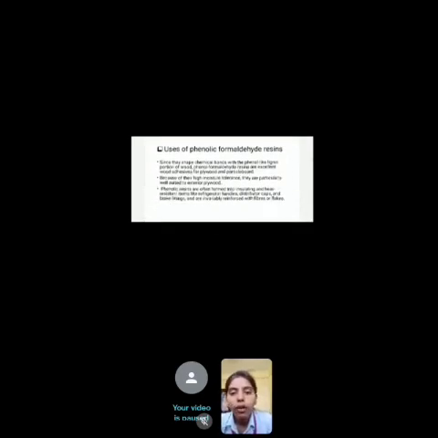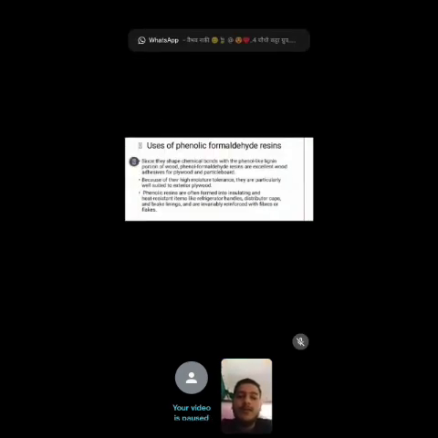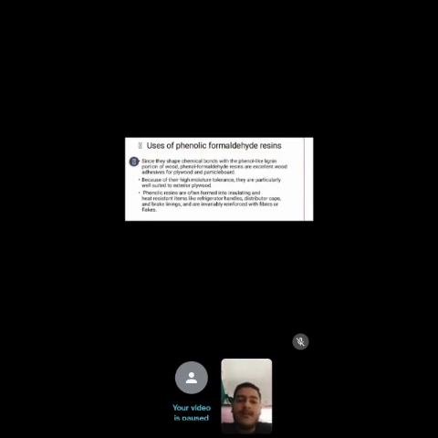Uses of phenolic formaldehyde resin. Everyone, myself Vishal, I am presenting here the uses of phenolic formaldehyde resins. Since they shape chemical bonds with the phenol-like lignin portion of wood, phenol formaldehyde resins are excellent wood adhesives for plywood and particle board. Because of their high moisture tolerance, they are particularly well suited to exterior plywood. The phenolic resins are often molded into insulating and heat resistant items like refrigerator handles, distributor caps and brake linings, and are invariably reinforced with fibers or flakes.